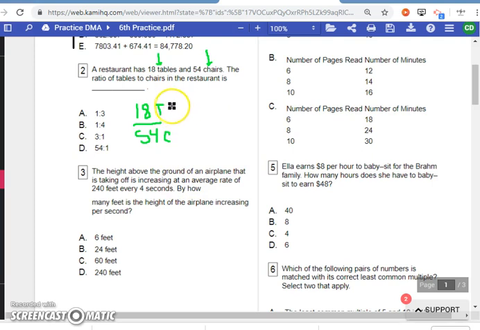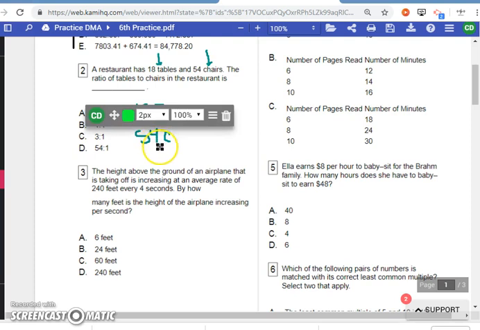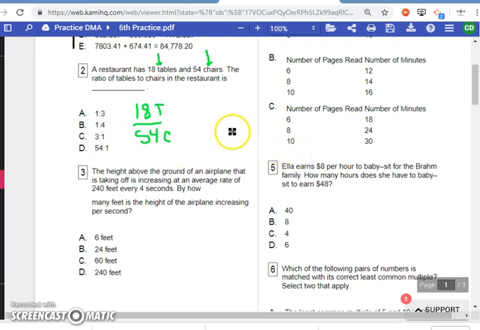And as you can see, 18 is actually a factor of 54 because 18 times 3 is 54. So if you divide both numerator and denominator by 18 over 18, what you will get is 1 over 3. And they try to trick you. They show you 3 over 1, which would actually be 3 tables to 1 chair, and that's not correct. It's actually 1 table for 3 chairs. So as you can see, this proportion is correct.